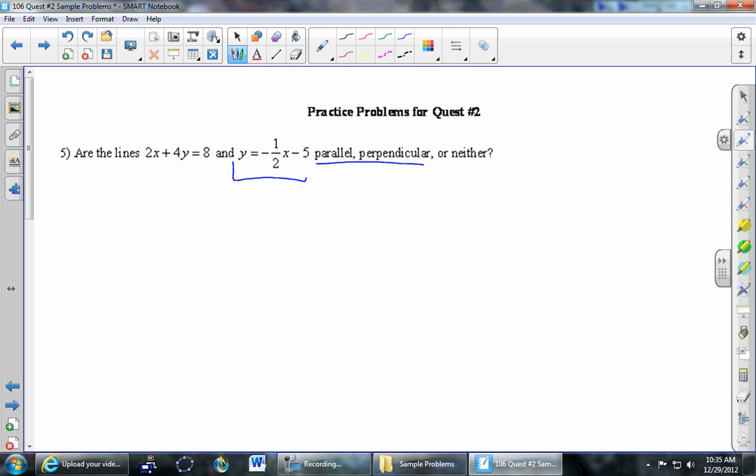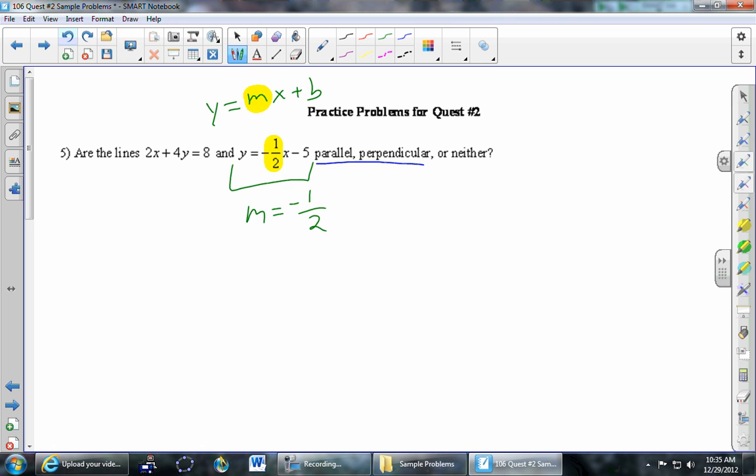This line, the equation is actually in a good form where I can just identify what the slope is right away. I know one of my equations for a line is y equals mx plus b. So the slope is the m. That's the number touching the x, which in this case is negative 1/2. So the slope of that line is definitely negative 1/2.